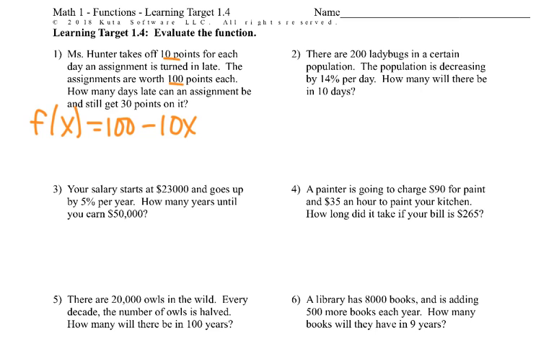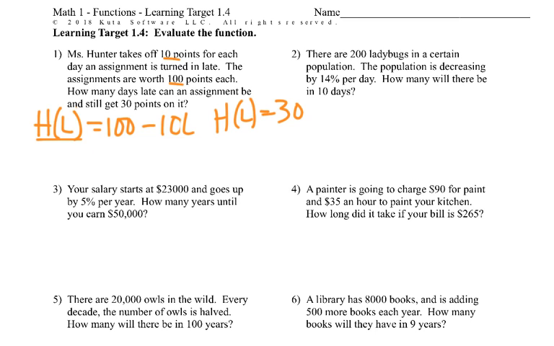Okay, and you can change these. You could have called this h of L, if you wanted to. It doesn't really matter. Okay, so how many days late can an assignment be and still get 30 points on it? So for each day we're subtracting 10. So the L, the input, is really days. So the output would be the points. So h of L would equal 30.